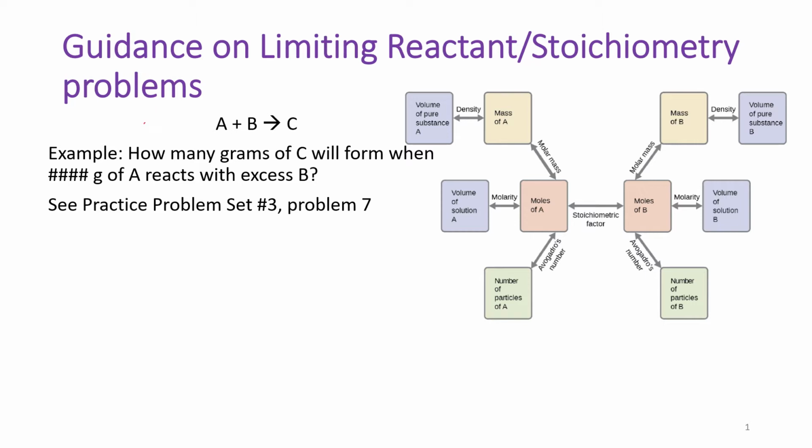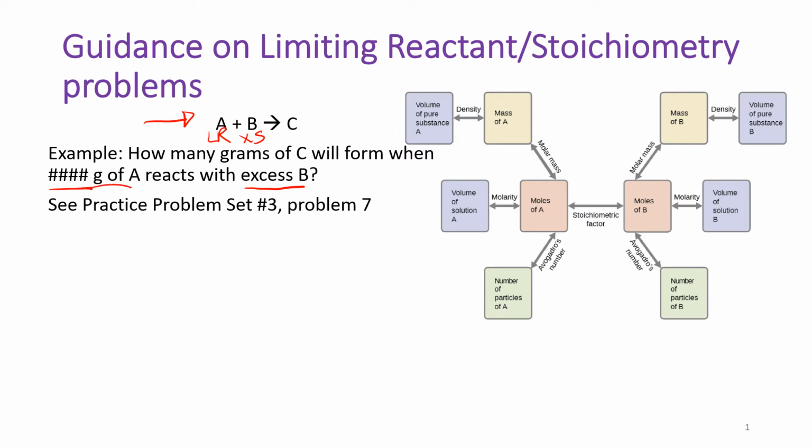So here we have a very general reaction. A plus B gives us C. And let's say a problem is asking how many grams of C will form when whatever amount of grams of A reacts with excess B. So on this problem, we don't have to figure out the limiting reactant. And we know that because it's saying B is in excess. So we don't need to sit there and calculate any limiting reactant. We know that A is the limiting reactant, and that's why they gave us the amount of A.